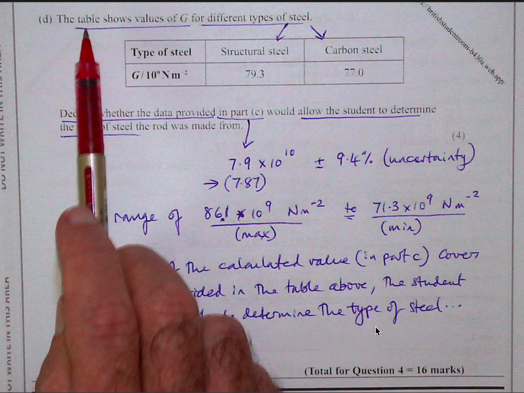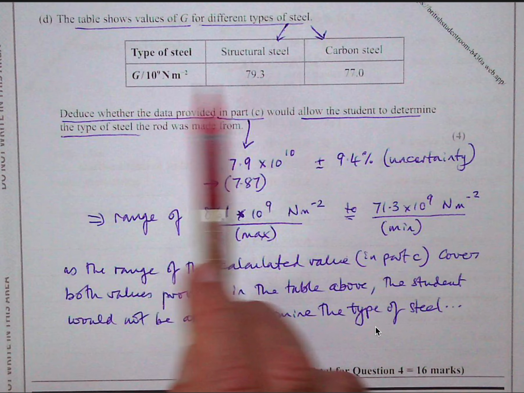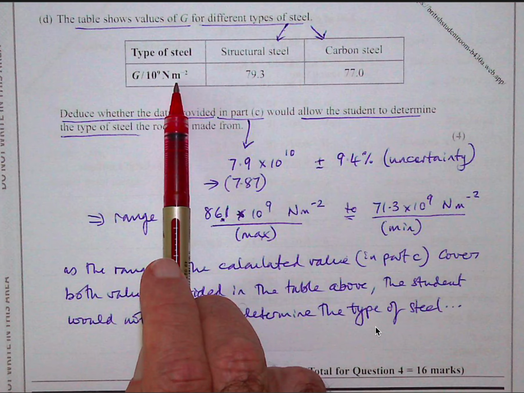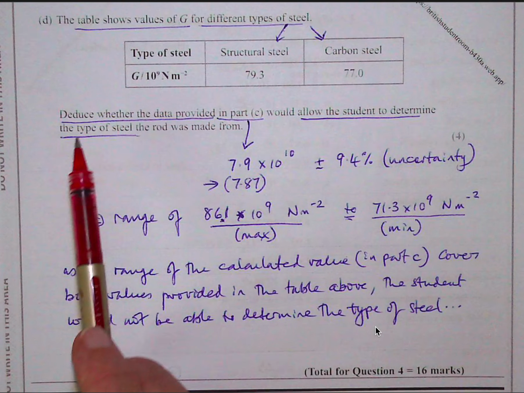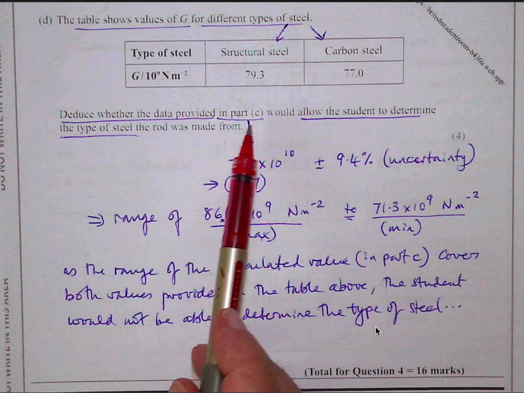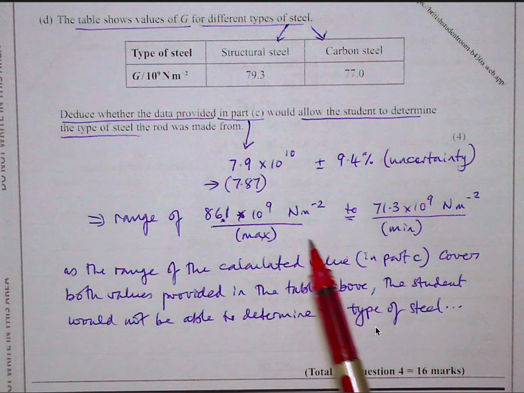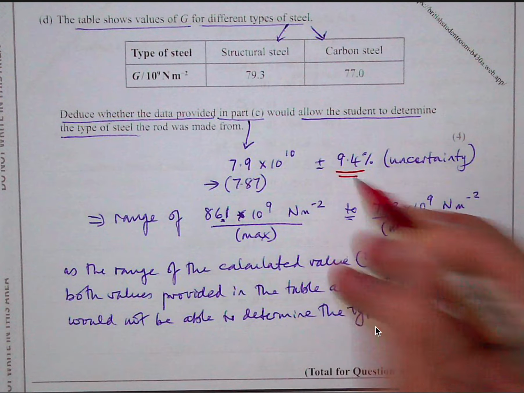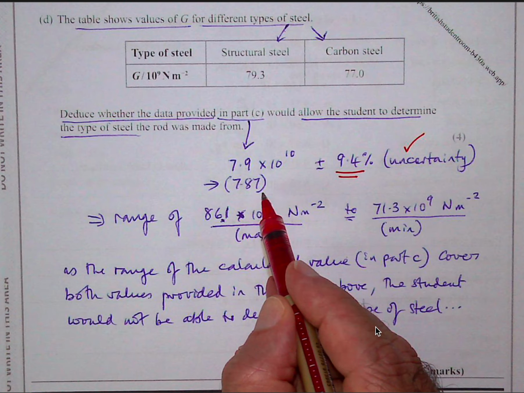It gives you two values of G for different types of steel, structural steel and carbon. One has a G value of 79.3 times 10 to the 9 newtons per square meter, and the other one is 77.0. They want you to deduce whether the data provided in part C would allow the student to determine the type of steel that the rod was made from. The answer is basically no, because the total uncertainty was plus or minus 9.4%, which you need, so they'll probably give you a mark for working out the 9.4% at least. Then I didn't use the 7.9, I'd use the 7.87, the three significant figures value.